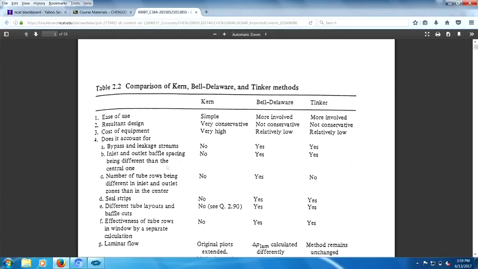You got to recognize, this is very important right in here. Very conservative. You know what that means? That means very expensive. Conservative means over design. This one's not conservative. That's very good. I think Tinker, who knows what Tinker was, anyway, you have a lot of no's here with Kern, ceiling strips, differential, 2. Here you got yeses. That's what you want to go with, yeses.